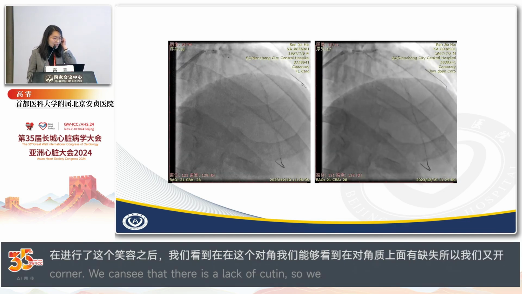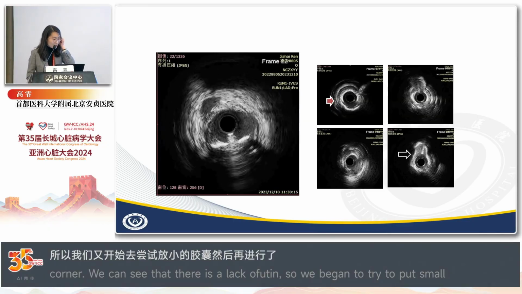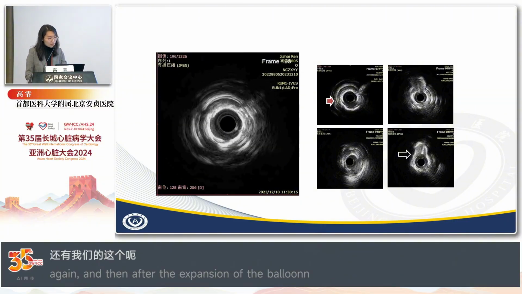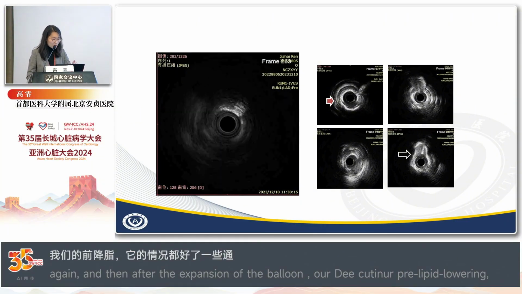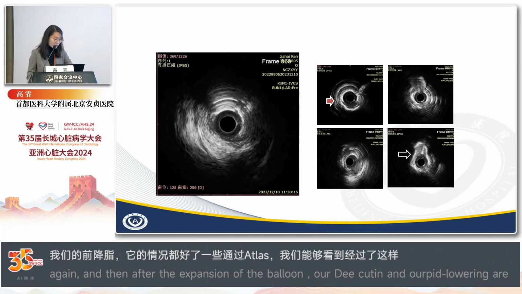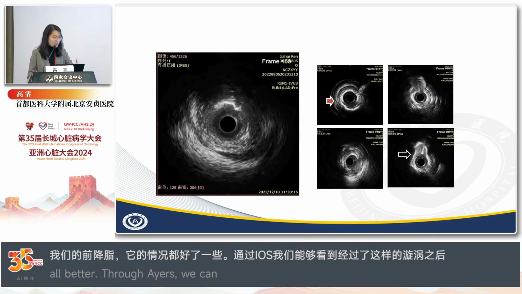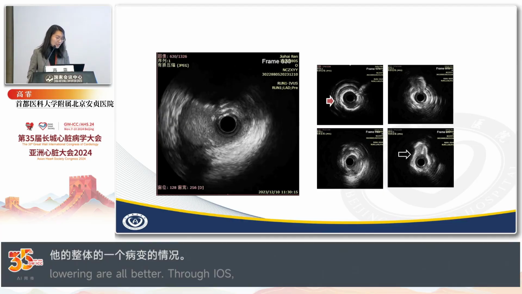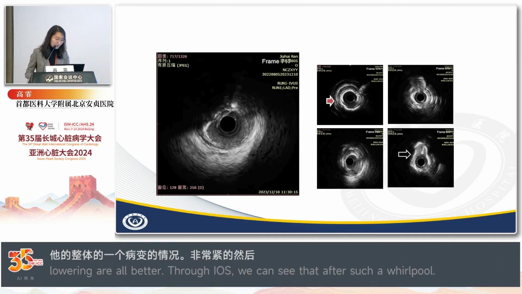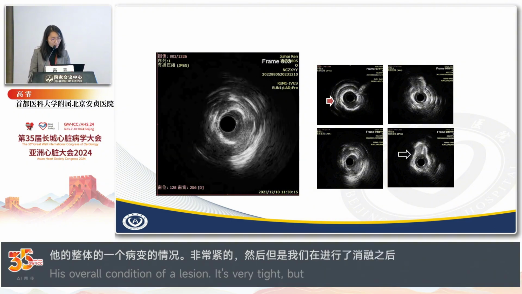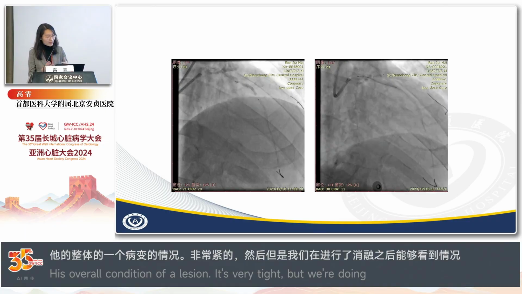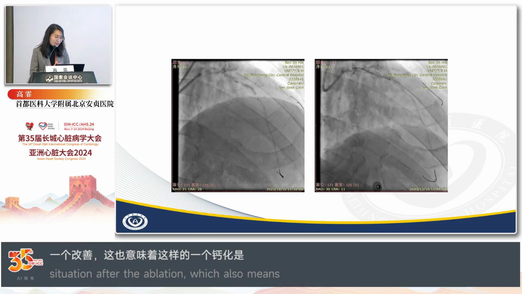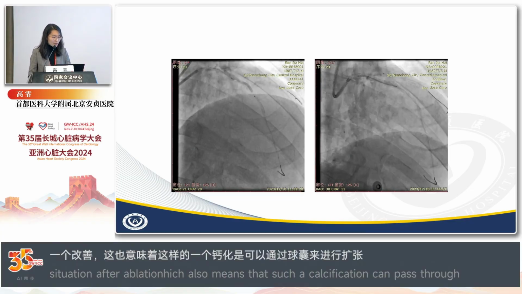After balloon dilation of the first diagonal branch and LAD, we performed IVUS for the patient. From the IVUS, we can see there is circumferential calcium of the lesion, and this is a very tight lesion. But luckily, after rotablation, we can see some cracks of the calcium, so it indicates the calcium can be dilated by balloon. So then we use balloon predilation and put in a stent.